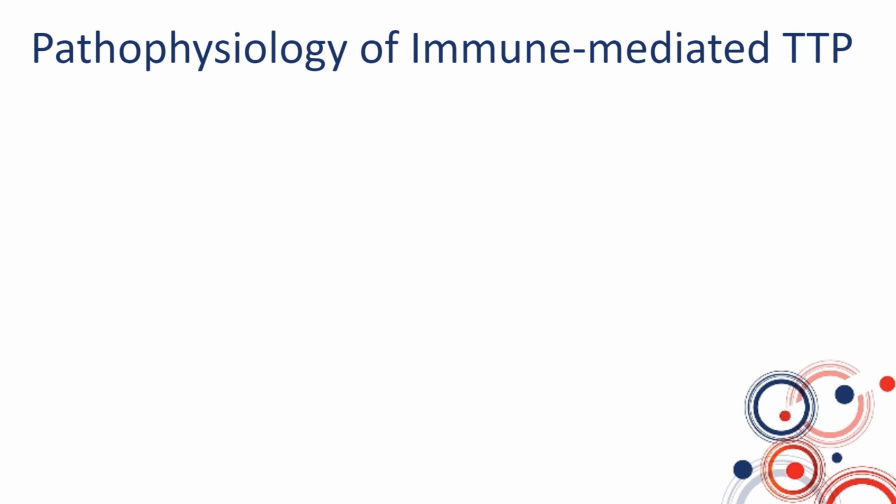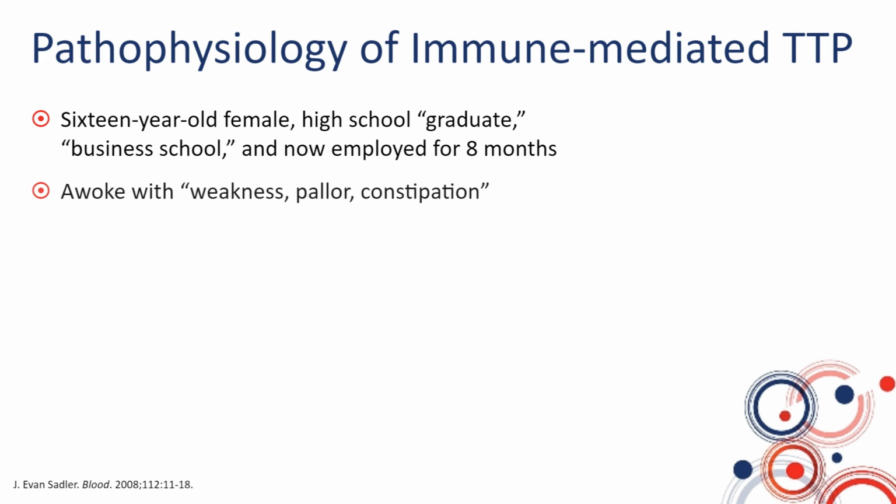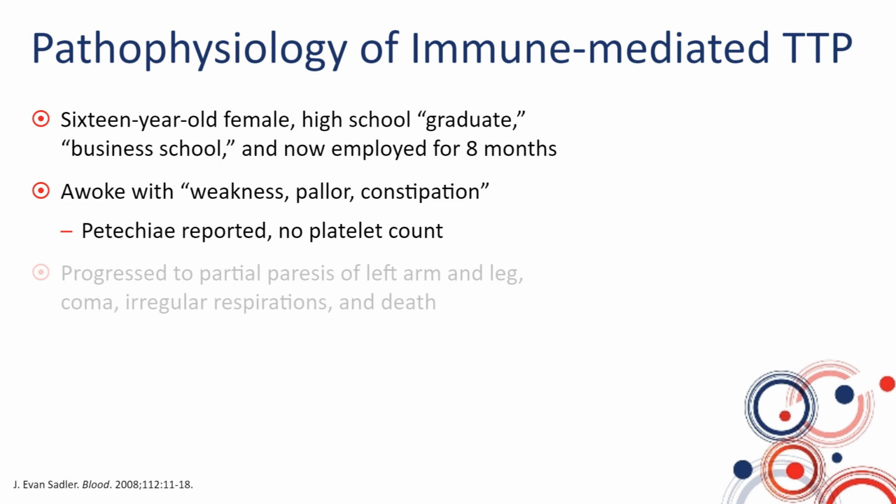So going back to Dr. Moskowitz's initial description in 1925 of a case of a 16-year-old female, a high school graduate, if you will, of the business school as well, employed for 8 months, who after a weekend at the beach awoke with weakness, pallor, constipation. Petechiae were reported in this case report. There was no platelet count described. But unfortunately, what was described is a course over approximately a week to week and a half of progressive decline in her condition, eventually leading to paresis of her left arm and leg, coma, irregular respirations, and death.